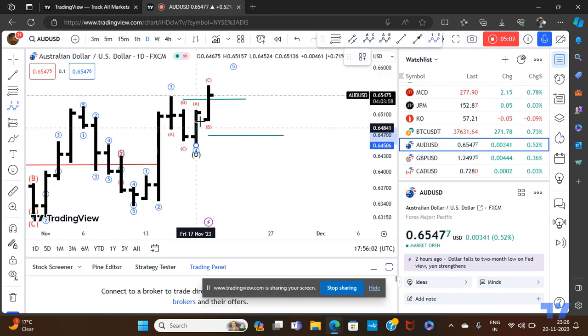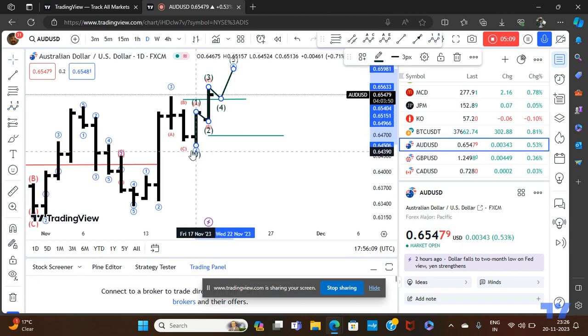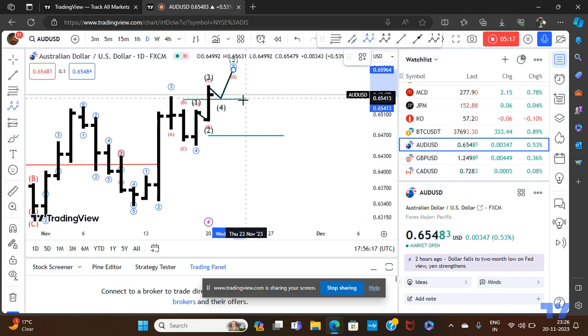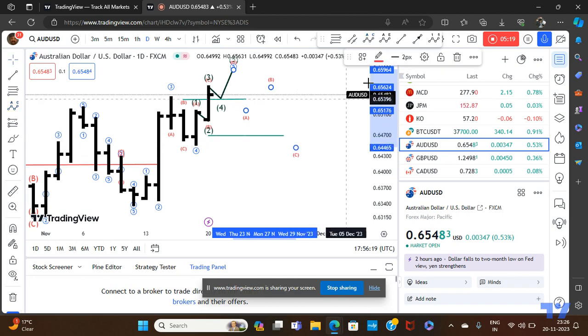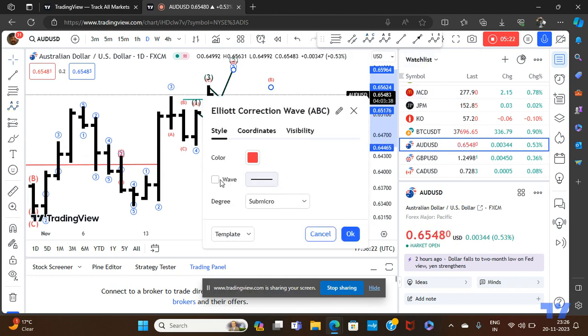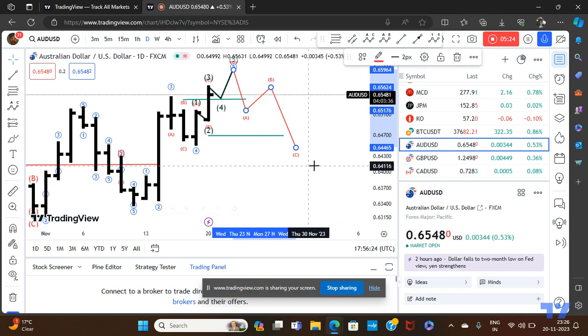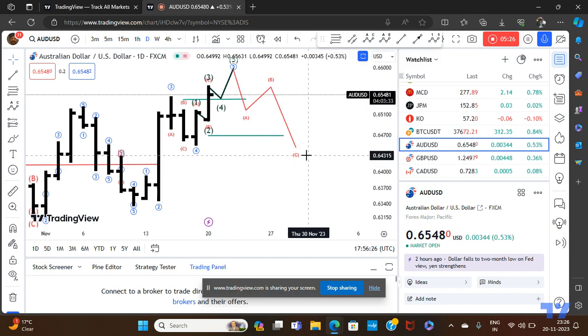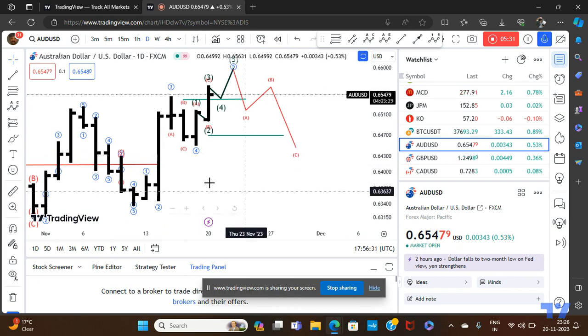This is my second wave count. Okay, one, two, three, four, and five. That will complete the five wave move up, and then there will be a decline in the form of ABC corrections. Decline will come like this: A, B, and C, like this. So these are two counts. This is my alternative count. This is my second count. My first count is that this is an expanded flat correction.